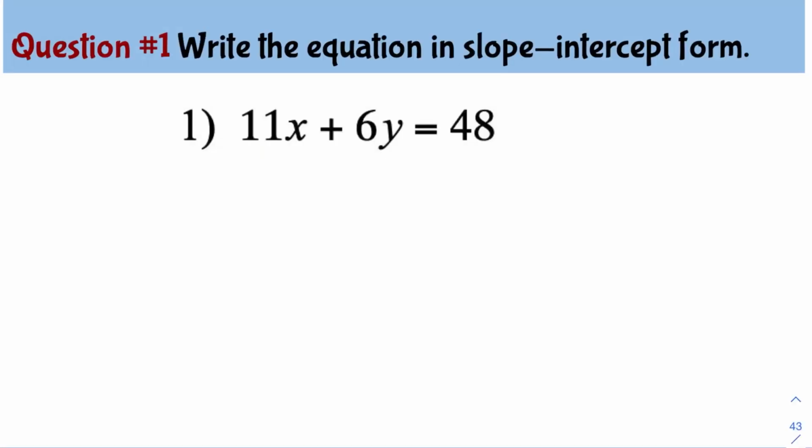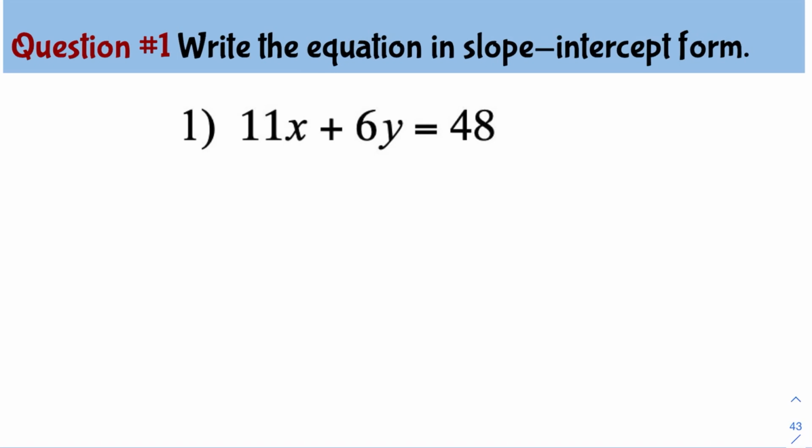Question number 1. Write the equation in slope-intercept form. When writing an equation in slope-intercept form, we need to isolate the variable y on the left side, and the x variable and the constant will be on the right side. That way, we can easily determine the value of m, or the slope, and b, or the y-intercept. So for question number 1, we need to isolate the y on the left side.